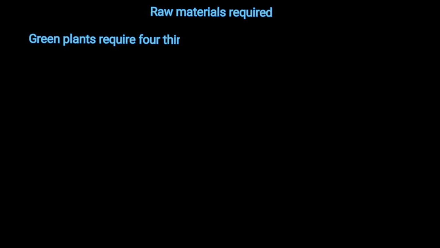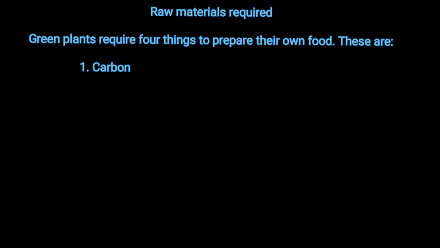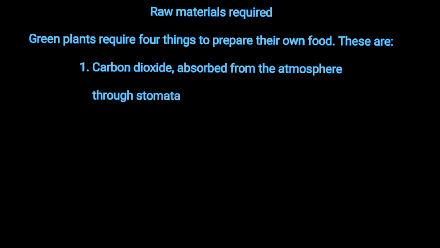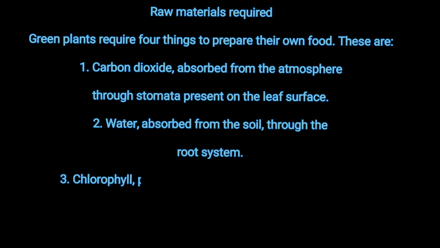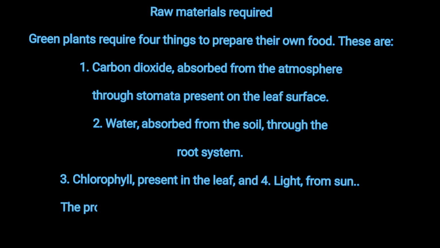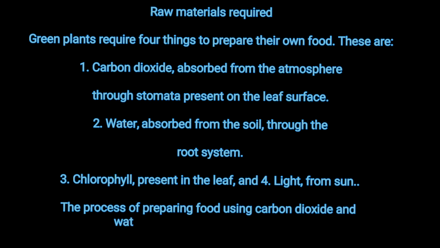Then what are the raw materials required to carry out the process of photosynthesis? Photosynthesis means preparing their food. The first one is carbon dioxide. From where are they getting the carbon dioxide? From the atmosphere. Who is absorbing carbon dioxide? The leaves. Through the stomata present on the leaf surface, the atmospheric carbon dioxide is absorbed into the plant.